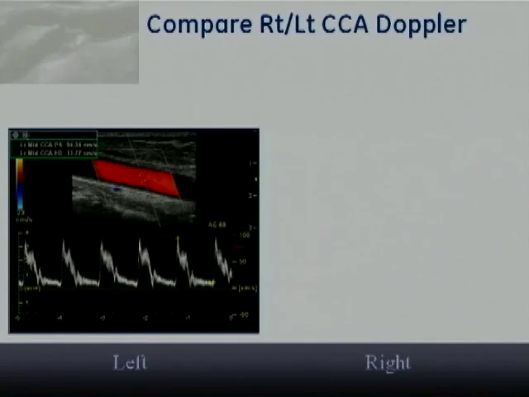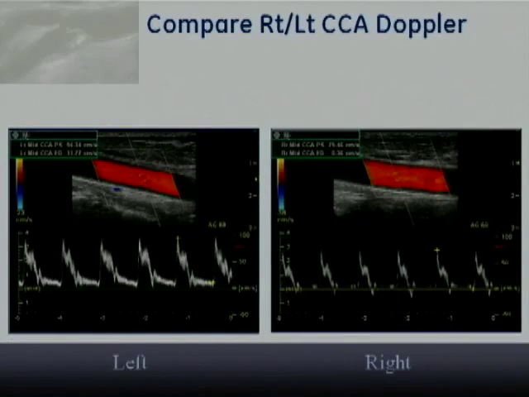Now, another important aspect of the carotid Doppler exam is comparing the waveforms between the right and left side, and especially for the common carotid artery. Here on the left side, we see a normal appearing carotid Doppler waveform. On the right-hand side on this patient, you can see it's higher resistance with an absence of end-diastolic flow. When there's a decreased end-diastolic flow on one side compared to the contralateral side, that tells me there's distal disease, or disease that is distal to the point where I'm sampling.